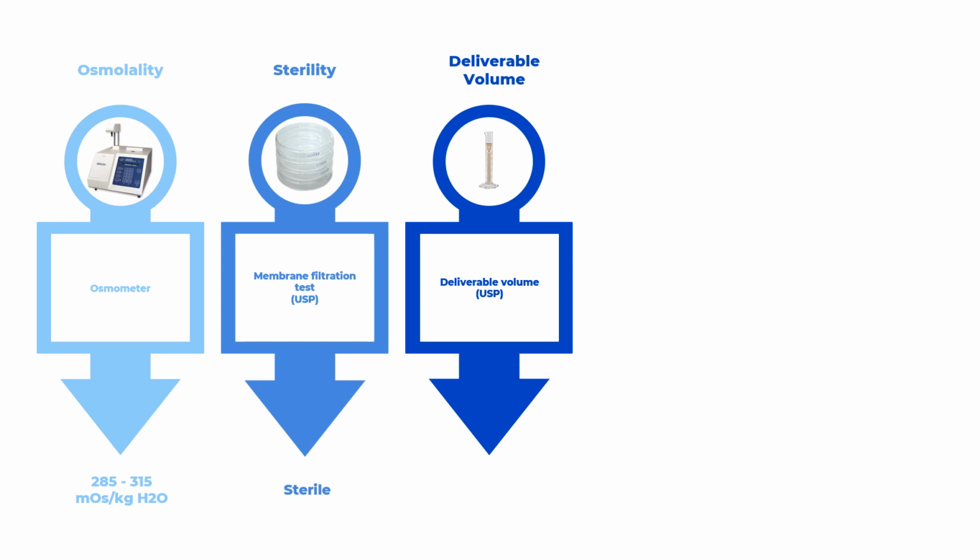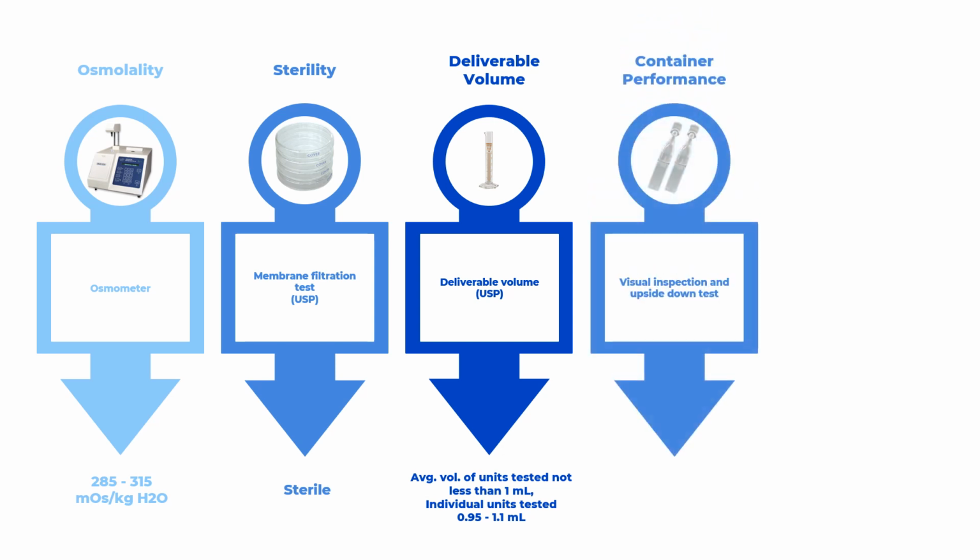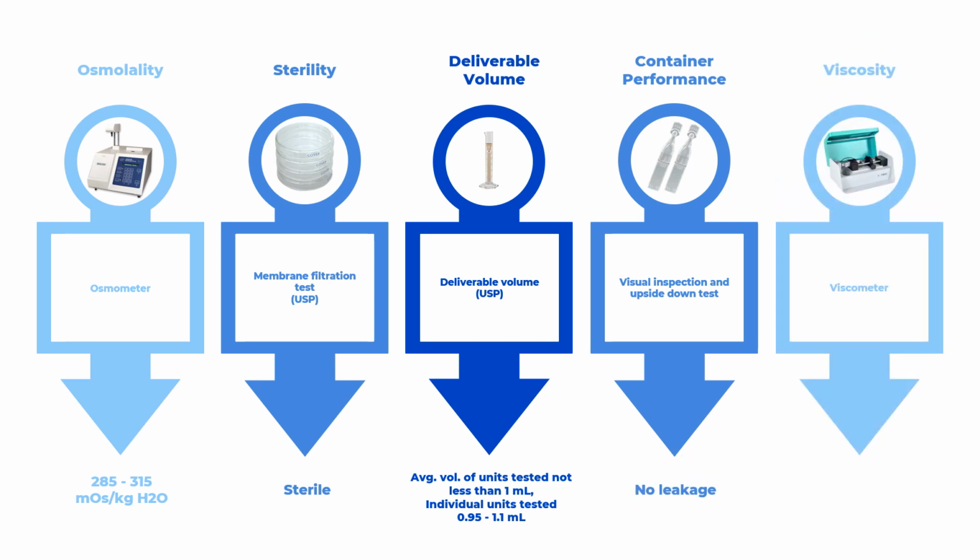Deliverable volume can be tested according to USP under section 689, deliverable volume. Here is the accepted criterion for all samples tested according to USP. The container of eye drop can be evaluated visually or through tests such as upside-down tests for several minutes. There should not be any leakage. Viscosity can be tested using a viscometer special for small volume samples. Here is the appropriate viscosity range for one individual unit tested.